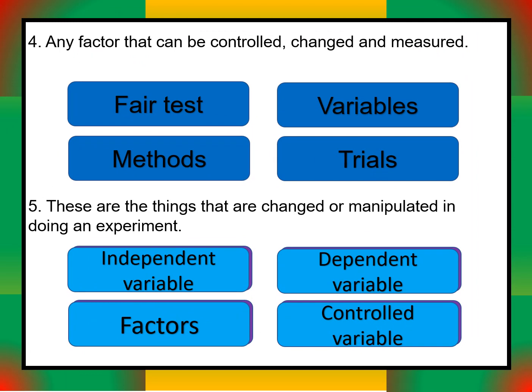Number four, any factor that can be controlled, changed, and measured. Fair test, methods, variables, trials. Number five, these are the things that are changed or manipulated in doing the experiment. Independent variable, factors, dependent variable, controlled variables. You have to choose and write the word, because there are no A, B, C, D letters there. You have to write the answer, all right? On a clean sheet of paper.